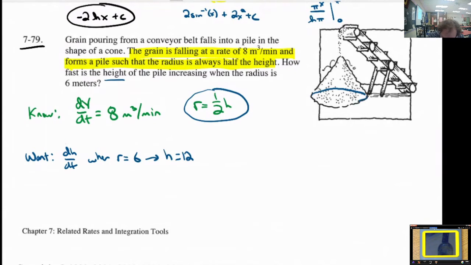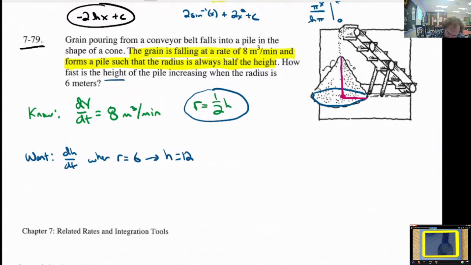I'm going to add a base to this cone. The height is this imaginary distance from the tip top of the cone to the center of the circular base. The radius is that distance right there. And unlike most of these cone problems where it's a paper cup with a water cone or a grain cone inside, this is the cone. It's increasing from the top up instead of being emptied out of the bottom. So we don't need to do a lot of fancy similar triangle stuff.